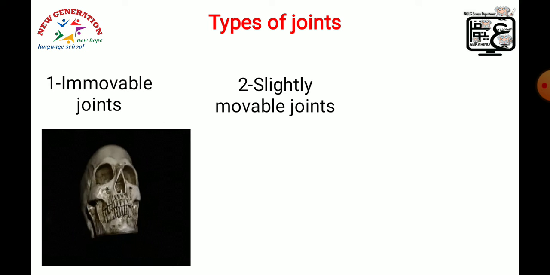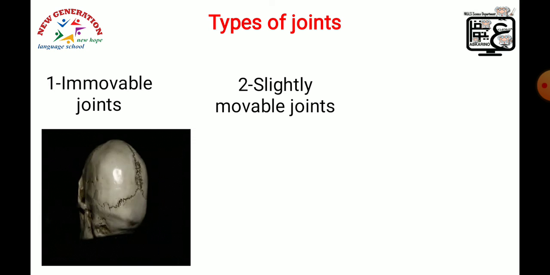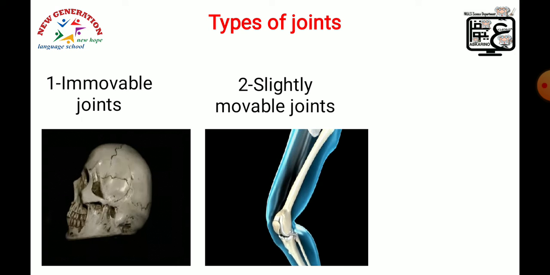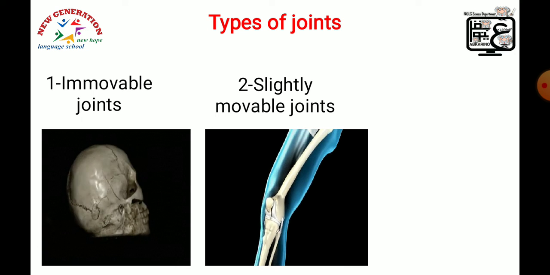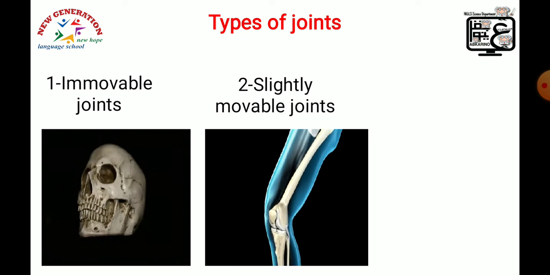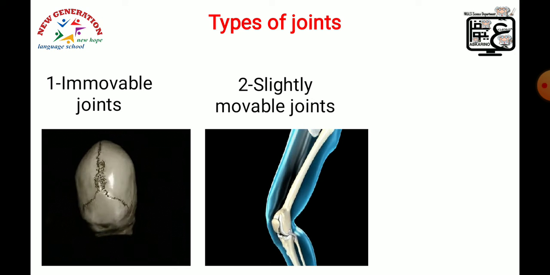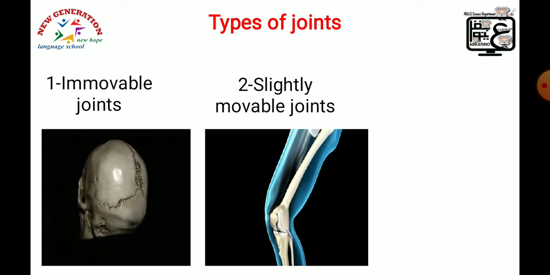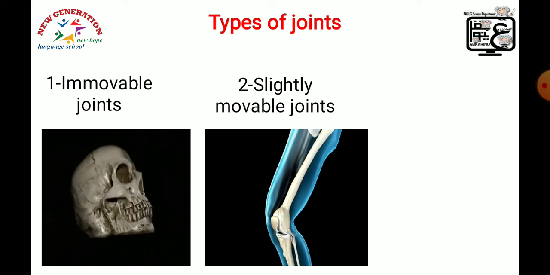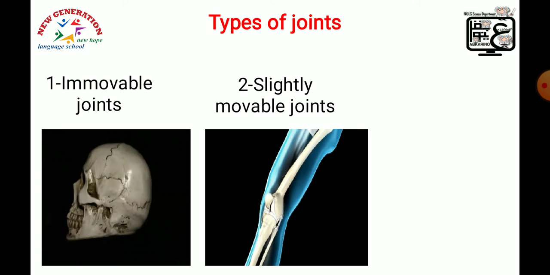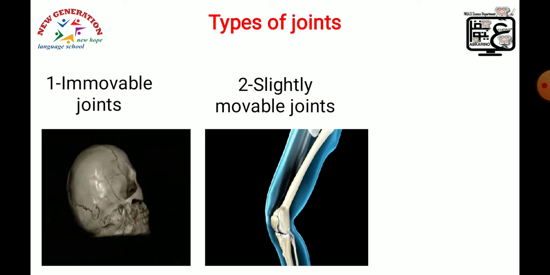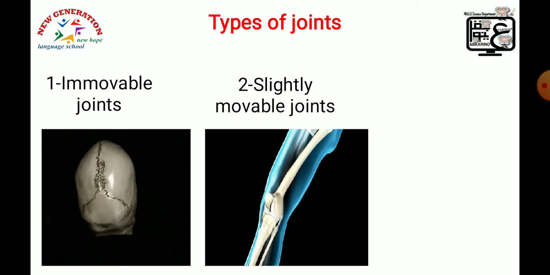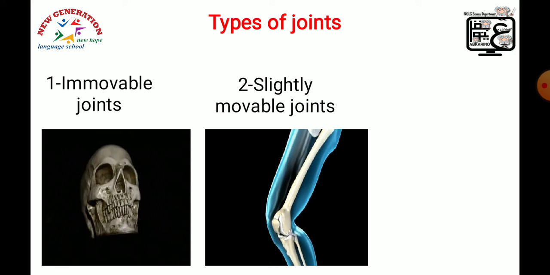And number 2, slightly movable joints. As you see in this picture, slightly movable joints allow movement in one direction only. For example, knee and elbow joints, as you see in this picture. Amazing.